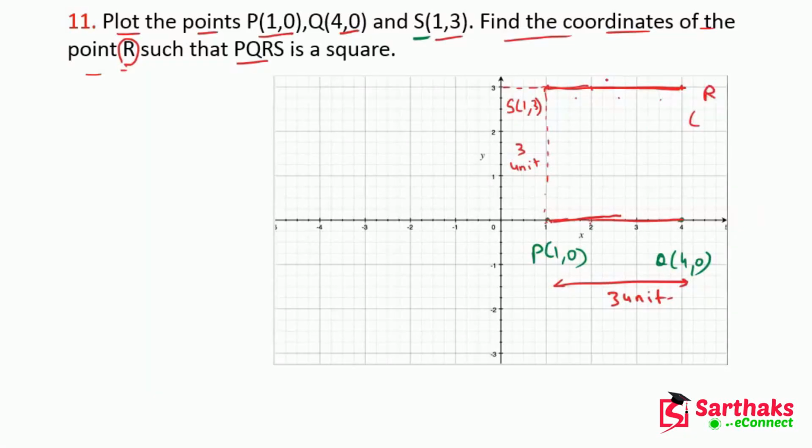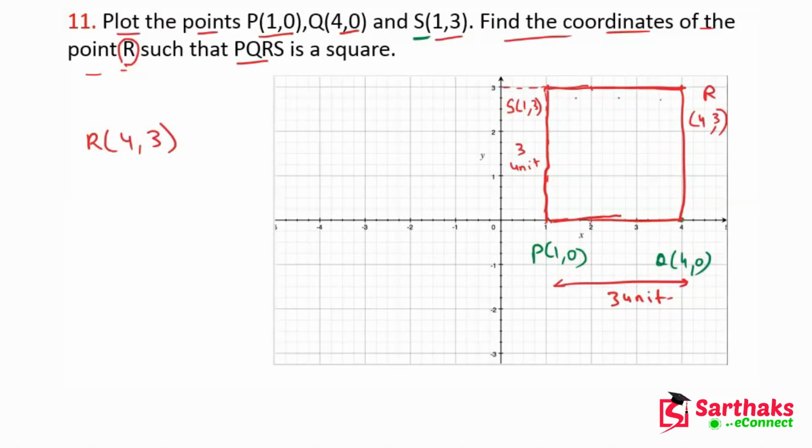Now what is this point? Here the x coordinate is 4 and the y coordinate is 3. So this is 4 comma 3. Now this will become the square PQRS. So my dear friends, the R coordinate is 4 comma 3. I hope you understand these things. What is the R coordinate? Yes, 4 comma 3.